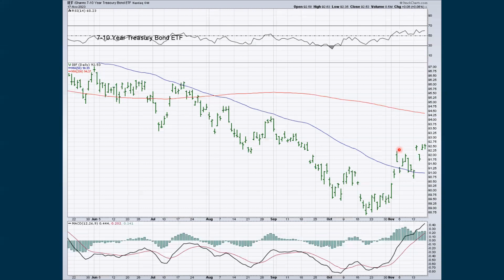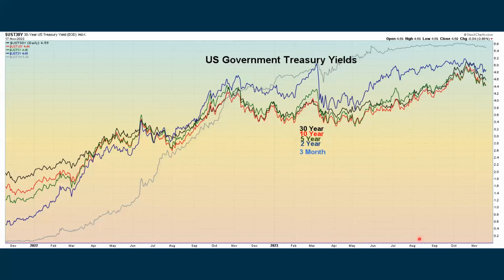We look at the 7 to 10-year Treasury bond ETF, which is showing a little bit of an improvement here. We're working off of a death cross, so the longer-term trend is still down. But when we look at the RSI, we're above 50. That's a shorter-term momentum measurement here, as is the MACD, which is showing some improvement based on price.